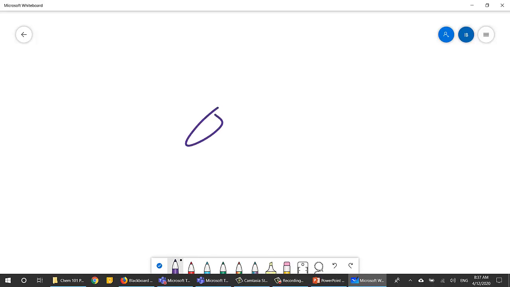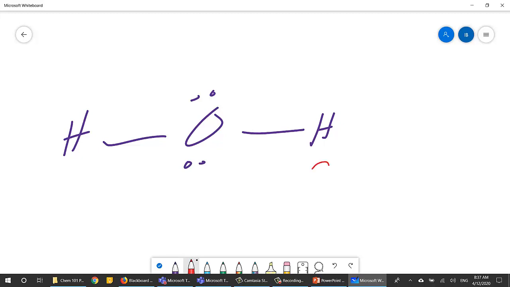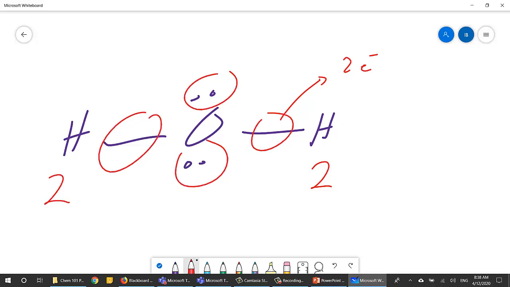The water has, we said, a Lewis structure that looks like this. If you count the octet rule here, for hydrogen, how many do you think? Hydrogen has 2 electrons around it, because this dash here means 2 electrons, and they are shared between the oxygen and hydrogen. So for the right hydrogen, it's 2, and this one is 2.